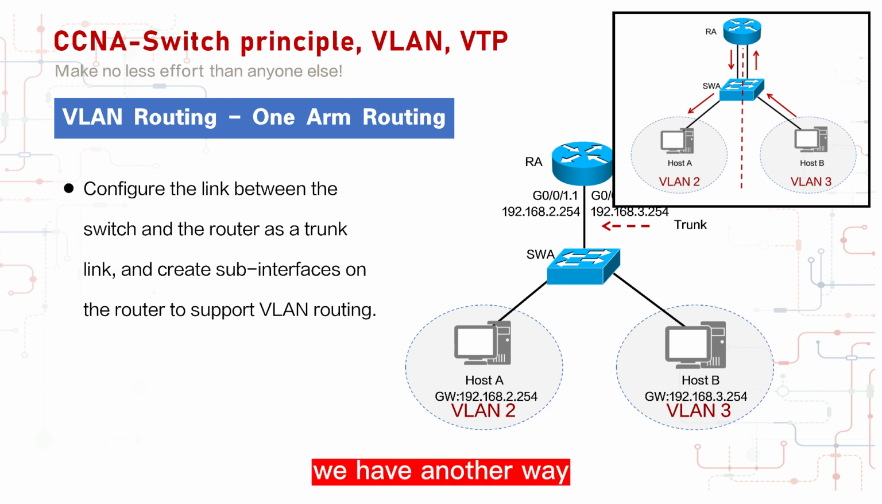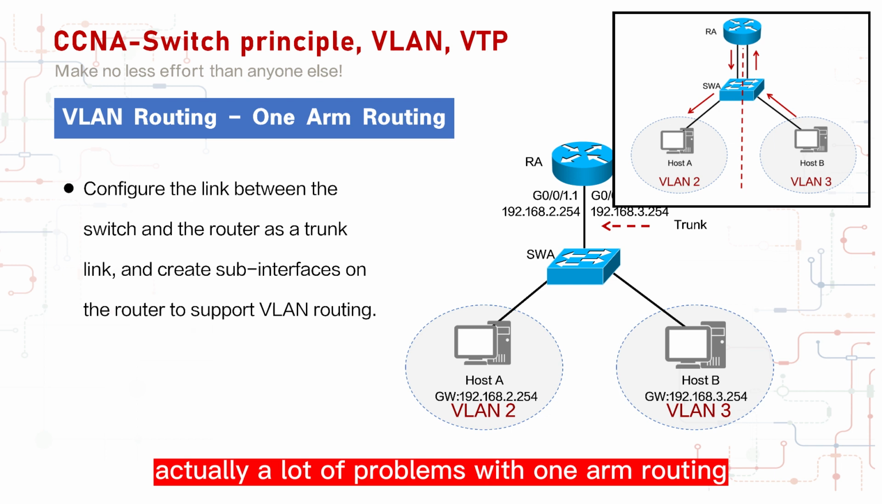We have another way: layer 3 switching. Well, first you need to know there are actually a lot of problems with one-arm routing. So it's not very common in corporate networks.